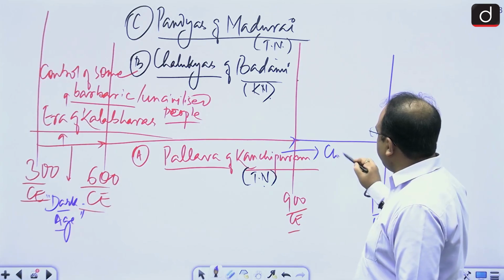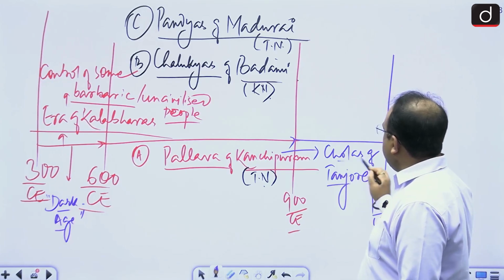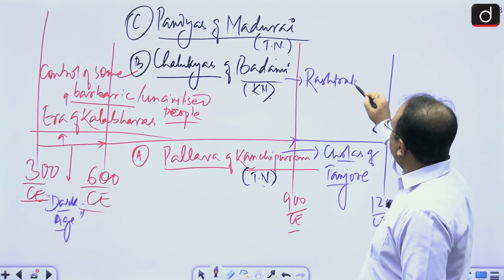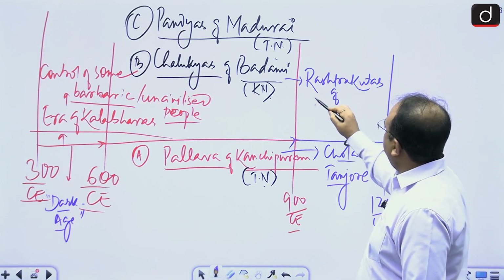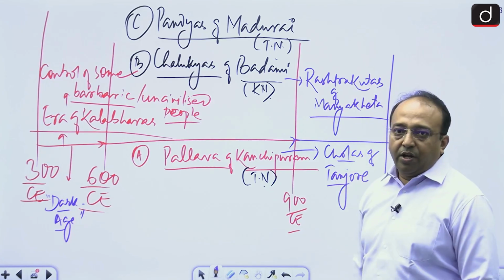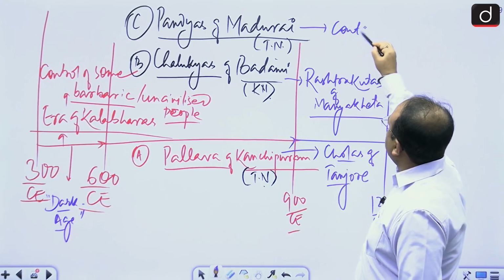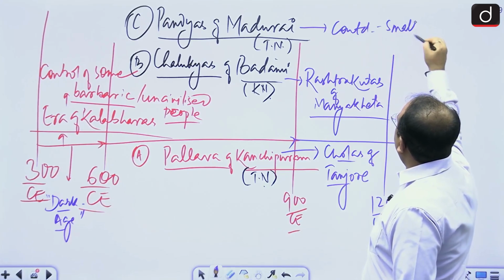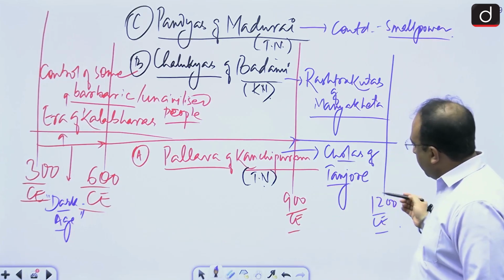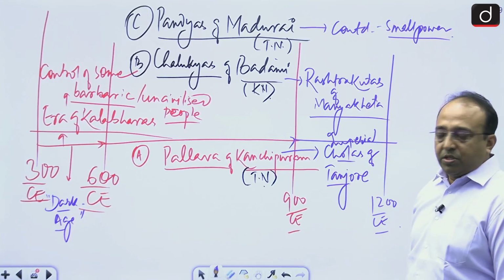Pallavas were replaced by the Cholas of Tanjore in South India. Chalukyas were replaced by the Rashtrakutas of Manyakhet in the Deccan part of India, precisely in the area of today's Maharashtra and Karnataka border. Fine, Pandyas continued to survive, but as a minor power, a small power over here. So this period is known for the era of imperial Cholas of Tanjore in South India.